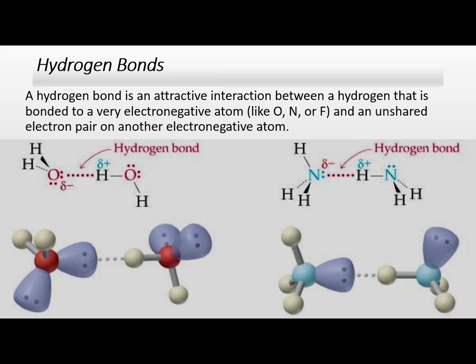Hydrogen bonding, one of the interparticle types of bonding. A hydrogen bond is an attractive interaction between a hydrogen atom that is bonded to a very electronegative atom like oxygen, nitrogen, or fluorine, and an unshared pair of electrons on another electronegative atom. Okay, you can still read that through.